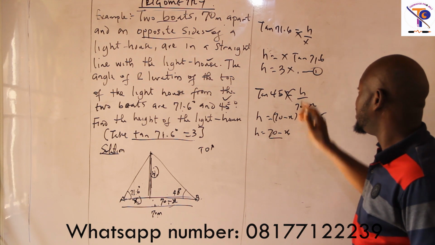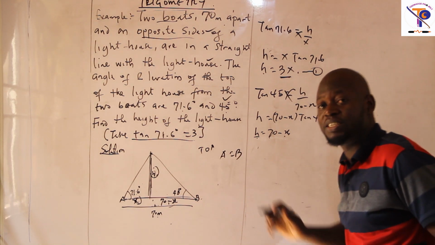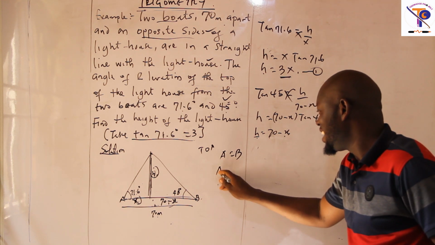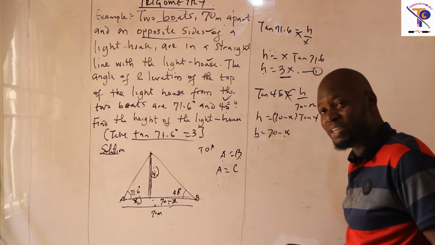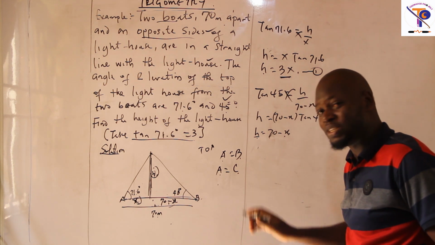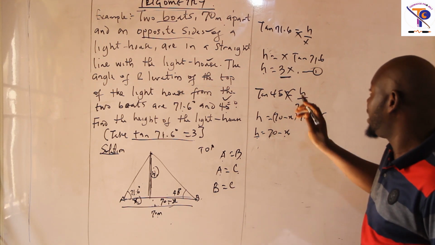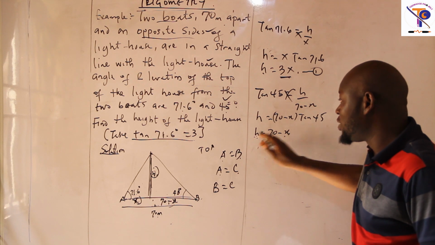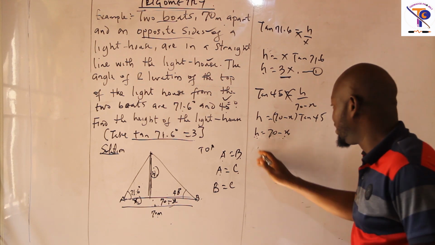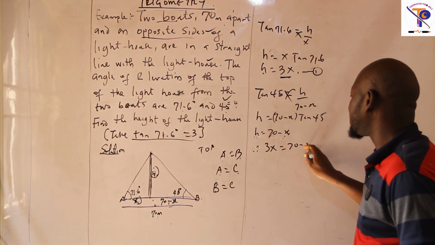If A is equal to B, for instance, and A is as well equal to C, it means B is automatically equal to C. So therefore, if H is equal to 3x and that same H is equal to 70 minus x, I can relate 3x to be equal to 70 minus x.